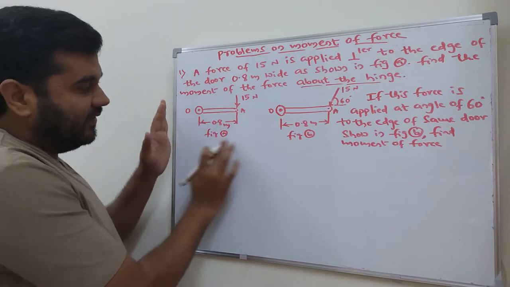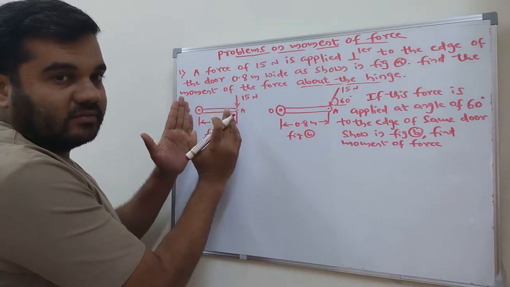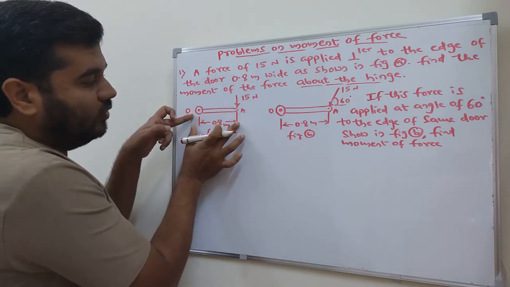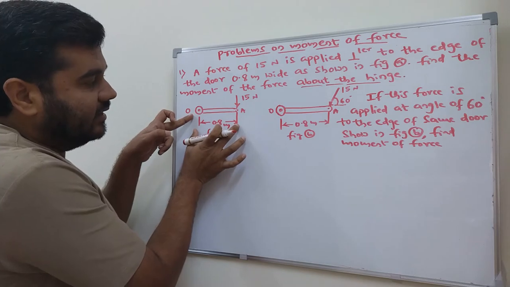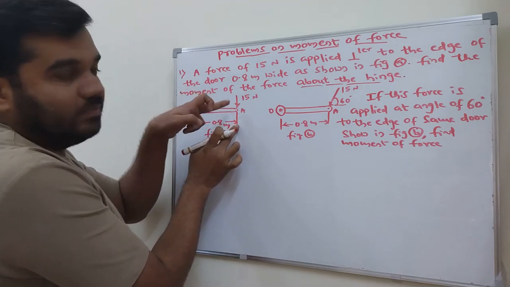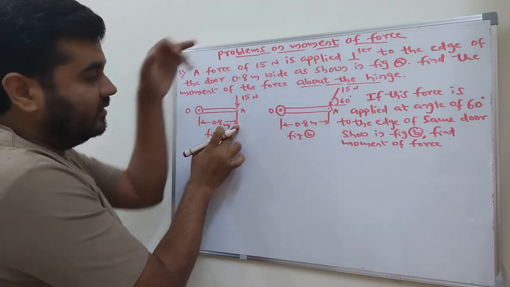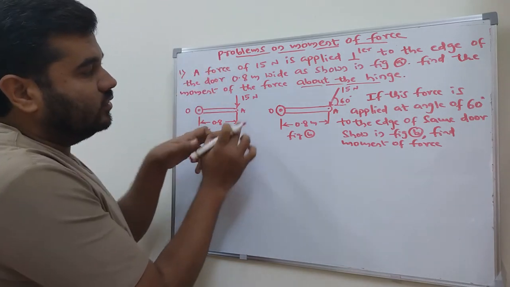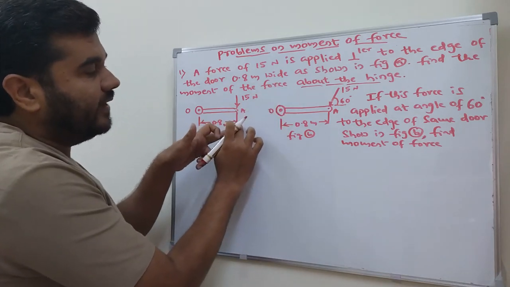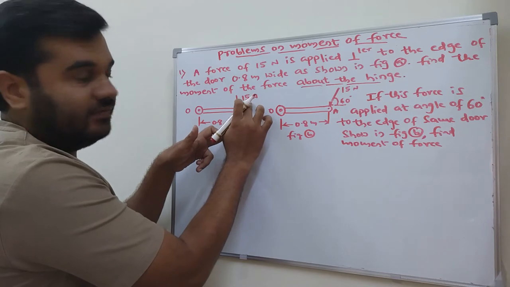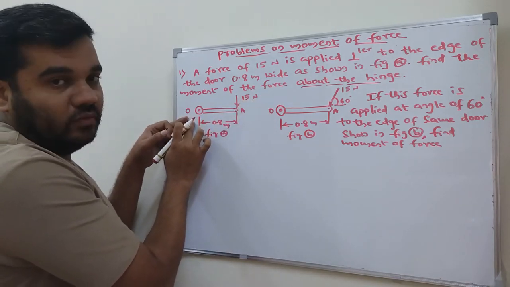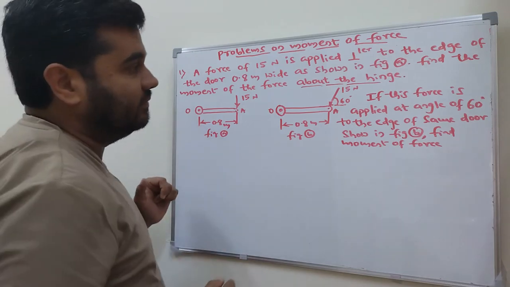This is the figure. This is the door. Its hinge point is O, and the door width is 0.8 meter. At the edge of the door, a force of 15 newton is applied here. So what he is asking is, you need to find the moment due to this 15 newton at the hinge. Hinge means at point O. This is the problem he has given.